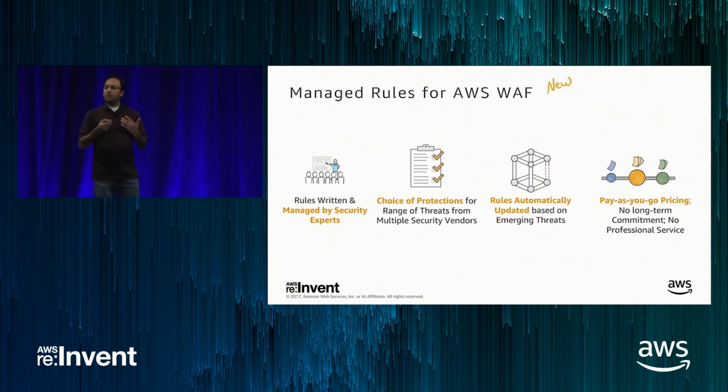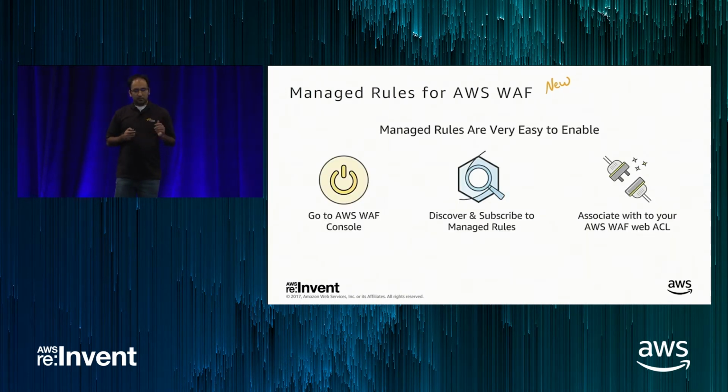I won't talk in more detail about how you go and configure, but configuring managed rules is really simple. Simply go to the AWS WAF console. It's available now. Discover the right product or the right vendor, subscribe to them, and simply add it to your AWS WAF environment or the web ACL. And it's automatically propagated in front of all the applications that you have associated this web ACL to.